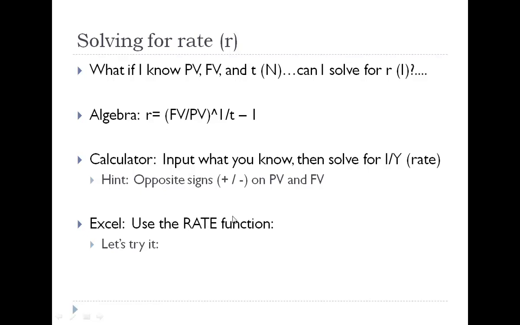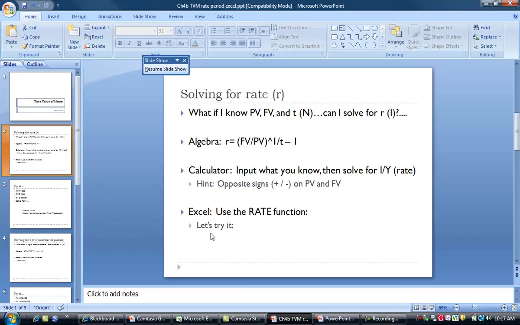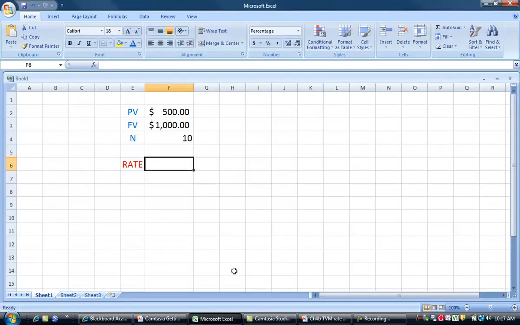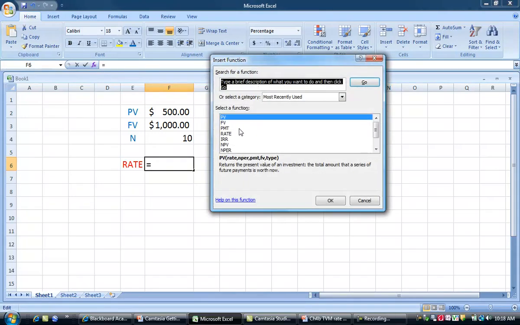To do this in Excel, we use something called the rate function, and we'll just demonstrate that here very quickly. Here I have the present value of $500. I anticipate it's going to grow to $1,000 in 10 years. So I have a $1,000 future value, number of periods is 10 years. The question is, what interest rate does that equal? Or in other words, how much of a return am I earning if my $500 grows to $1,000 in a 10-year period? And we'll solve this using the rate function.